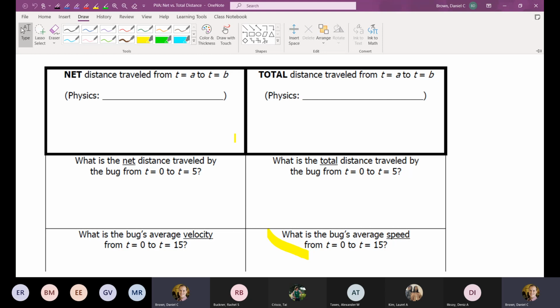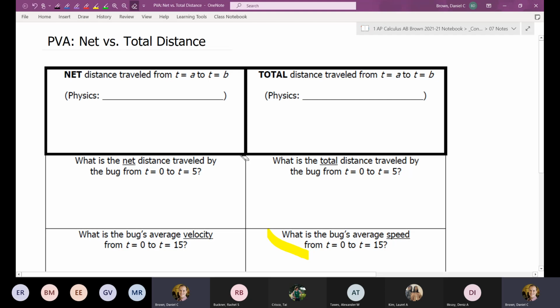And so the first formulas that I did want to look at were the distance, net distance, and total distance. So we have the net distance, and then we also have the total distance. We are asked to find these a lot. This is basically where the first fundamental theorem of calculus in many ways applies for these PVA problems.